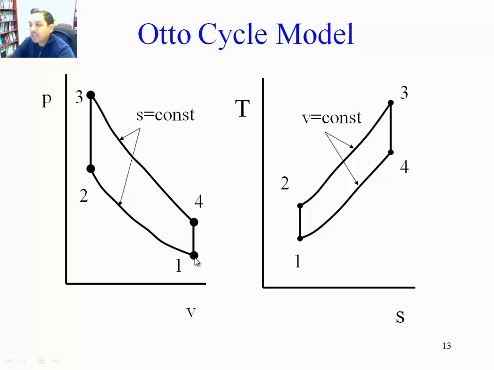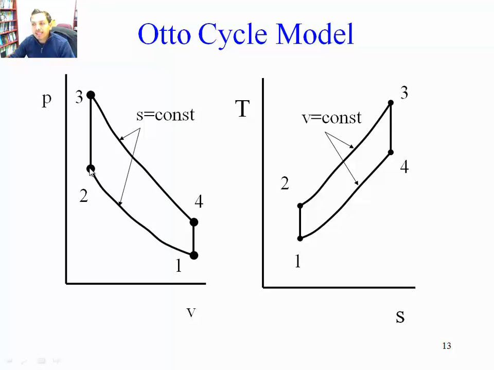So in a PV diagram, state number 1 of an Otto cycle starts when the piston is at the bottom dead center, at large volume. The volume of the cylinder is high. Then the compression process is isentropic, adiabatic and reversible. This is the compression stage. No heat, just compression, negative work.